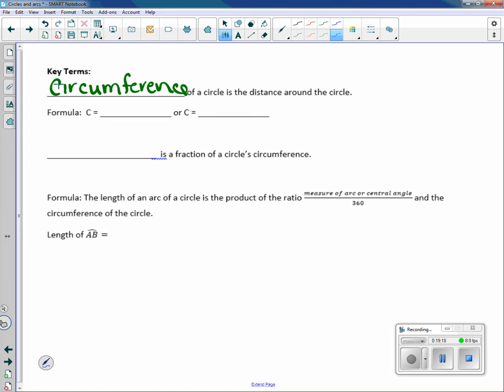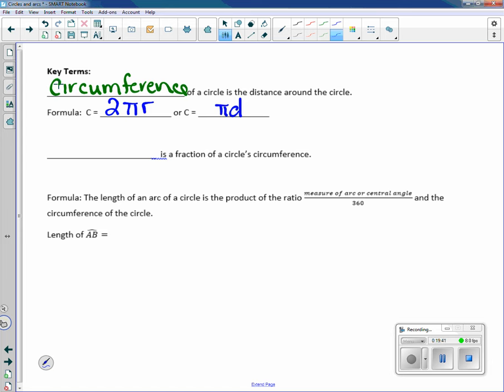Y'all be like, oh yeah. 2 pi r. Or you could do pi d, which is diameter. R means radius, d is diameter. Now, that is for the whole pizza.